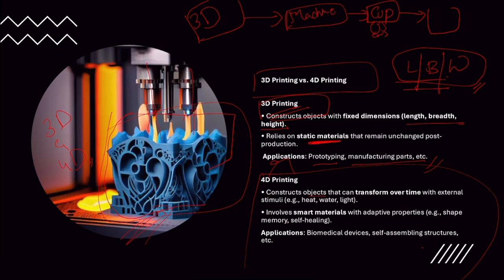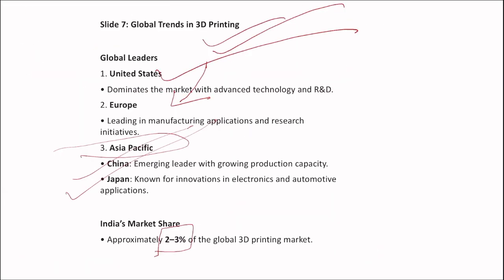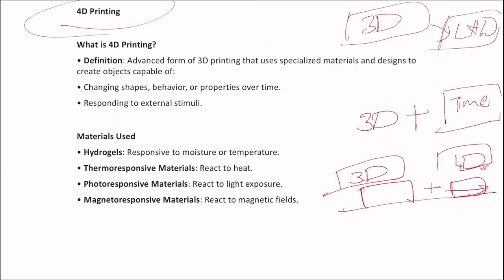See, these are objects that can transform over time with external stimuli. So you give your engine a push so that your car goes forward. That is what 4D printing is all about. So it's an advanced form of 3D printing. It changes its shape, behavior, or properties.